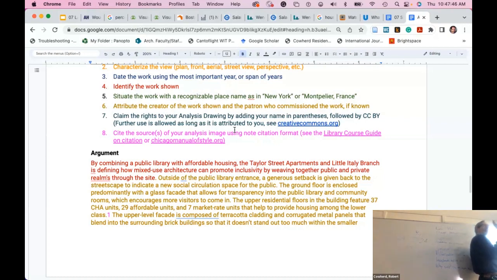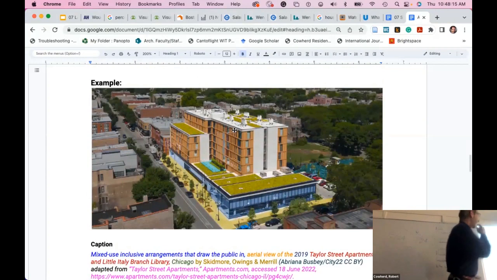Now, that's the first half of each sentence. The second half of the sentence needs to be, what's the impact? What does this design feature or relationship, what does this design move achieve for the user experience? It indicates a new social circulation space for the public. Boom. If you're doing that with every aspect of the image and translating it in every sentence, you are doing analysis. Congratulations. Welcome to the discipline of architecture.